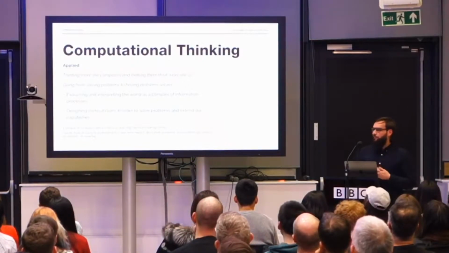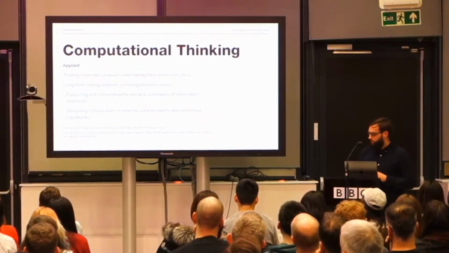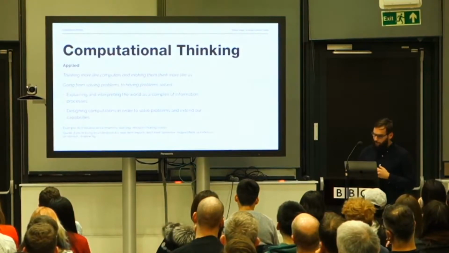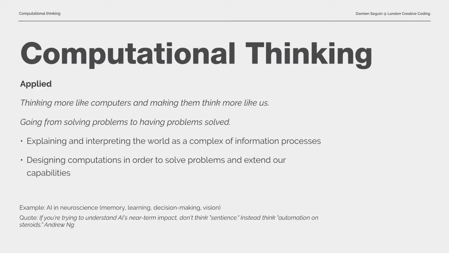One of the problems that you have when you think about thinking is that you tend to get a bit detached from your reality. So I'm trying to put something a bit more tangible on that. When I say apply computational thinking, I'm referring to this ability that we have to think more like computers and make them think more like us. One perfect example of this for me is AI in neuroscience, where on one side we get deep learning that is somewhat inspired by our understanding of the brain.